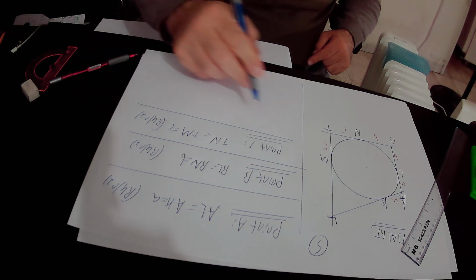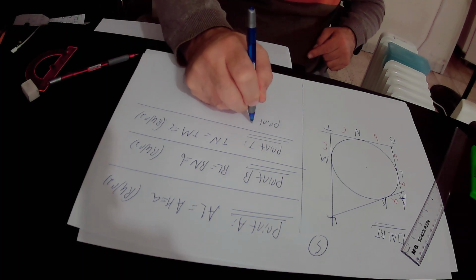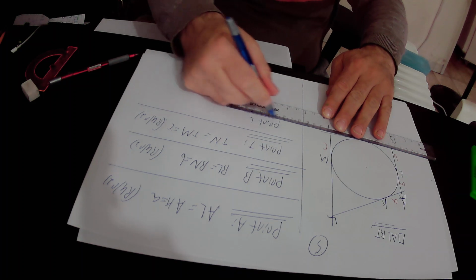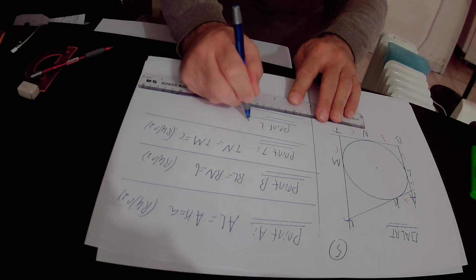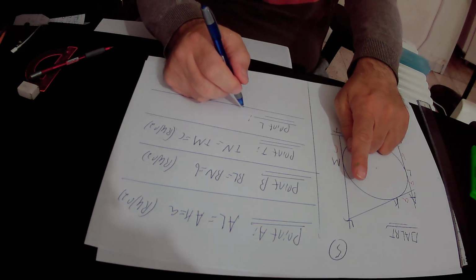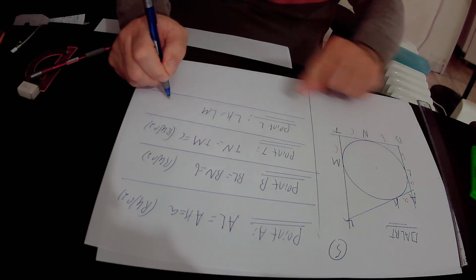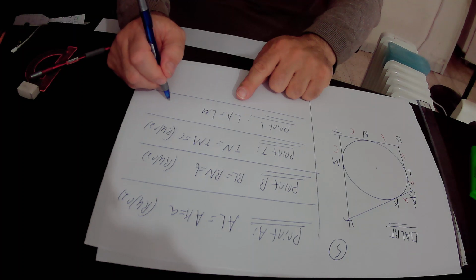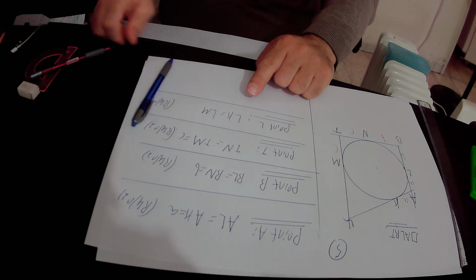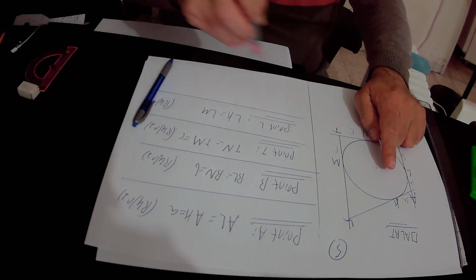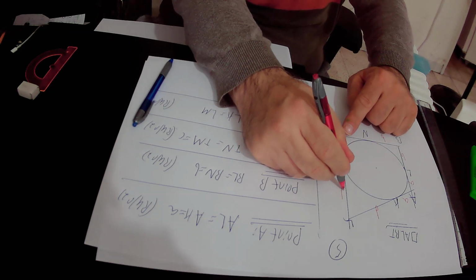And finally, we focus on the common external point, point L. From point L, we have two tangents to this circle, tangent LK and tangent LM. And according to rule 2, they are equal to each other. That is to say, LK equals LM according to the same rule, rule 2. So if we define the length of tangent LK as D, then the length of tangent LM must also be equal to D because they are equal to each other.